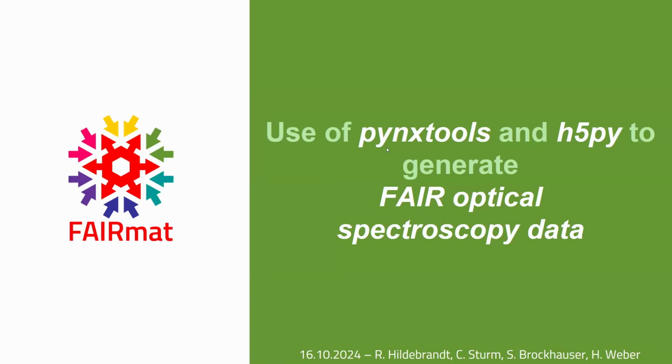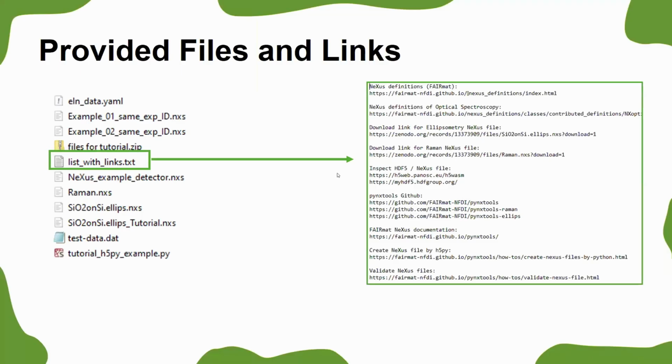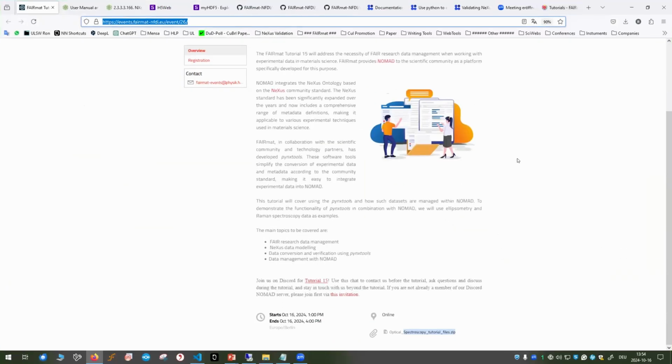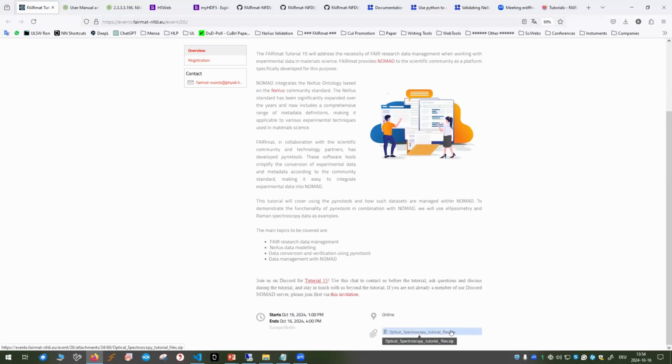So I'll show you the two possibilities, pynxtools and the H5Py package, to generate the FAIR optical data. And just in the beginning, I also already provided it once in the chat, but I'll again share this material with you. You can find, I posted in the chat, let me show it here, the event webpage. And on this webpage, you can find at the bottom the material which you can download. Yeah, please do this. Download this material right now.